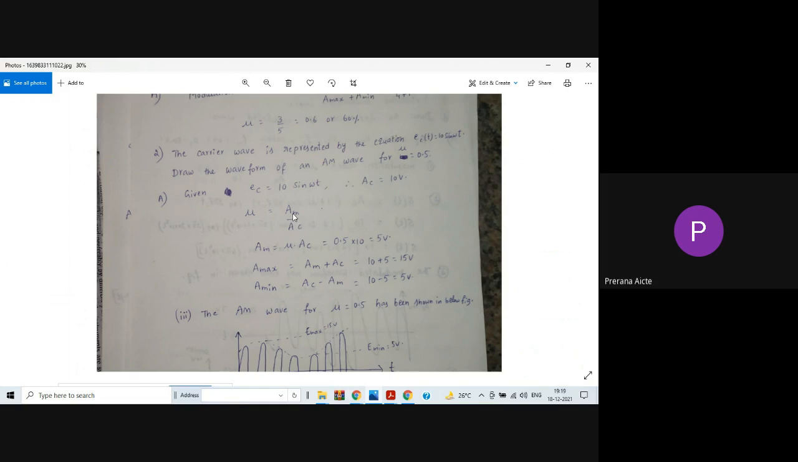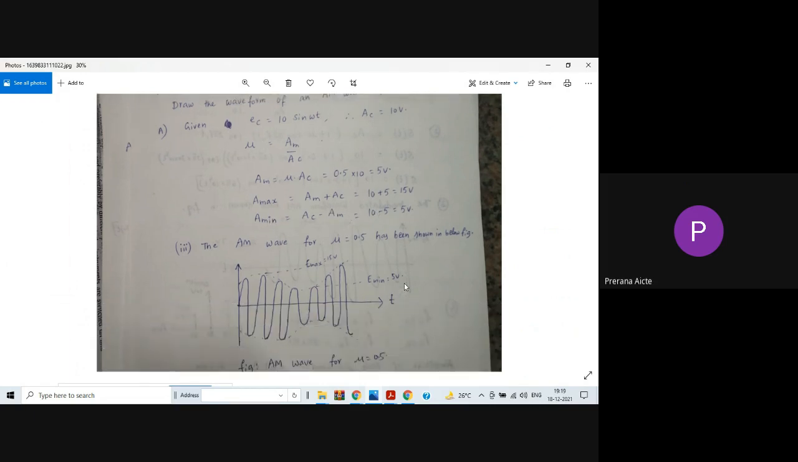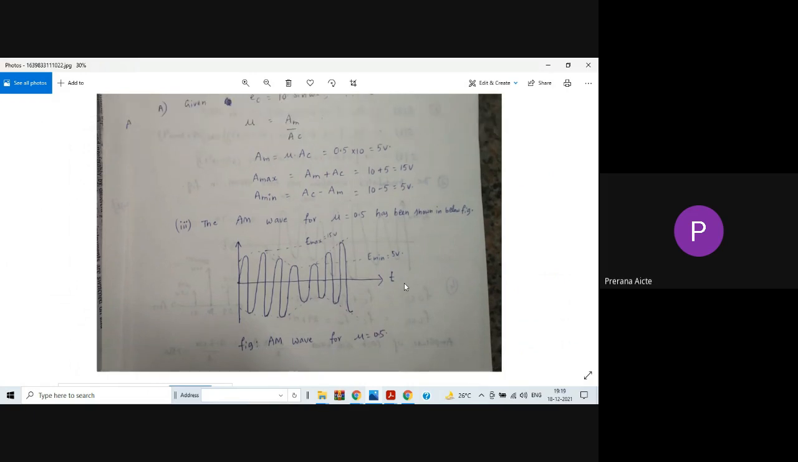So from this, AM equal to mu into AC. Why? Because we know the value of AC, we need to know the value of mu. So mu they have given, which is 0.5, and AC they have given. So we need to find the value of AM, which is 5 volts. And what is the maximum voltage? A max equal to AM plus AC, which is 15 volts. A min equal to AC minus AM, which is 5 volts. So in this way, we need to draw the diagram. Okay, this is one type of problem. Next we'll see another problem.